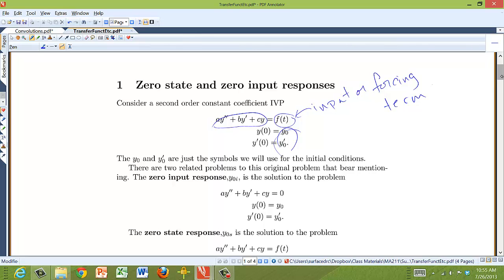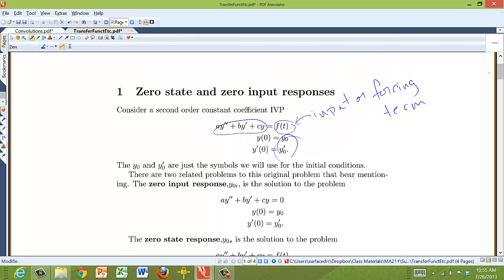The zero input response to the system, I usually write that as y0i for zero input. It's a solution to the exact same problem. The coefficients are the same, but the forcing term is set to 0. Okay? So the coefficients are the same, the initial conditions are the same, but the forcing term is set to 0. So if you want to find the zero input response for a given system, you set the forcing term, or the input term, to 0, and you solve.